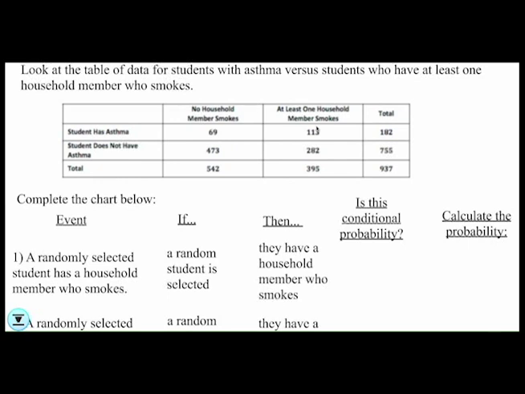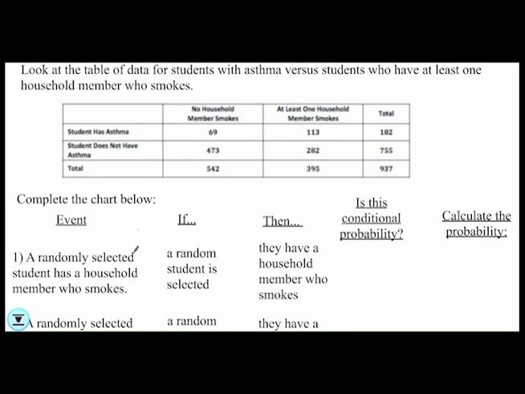Okay, let's look at another example. If we look at this table of data for students with asthma versus students who have at least one household member who smokes, we can see that this is another two-way table. Two ways meaning we can look at the information of household smokers or non-smokers, or we can look at students who have asthma or don't have asthma. So there's a couple different ways to read this. We're going to determine which of these scenarios or events that I give you are considered conditional probability or not, and then we'll calculate probability for all of them.